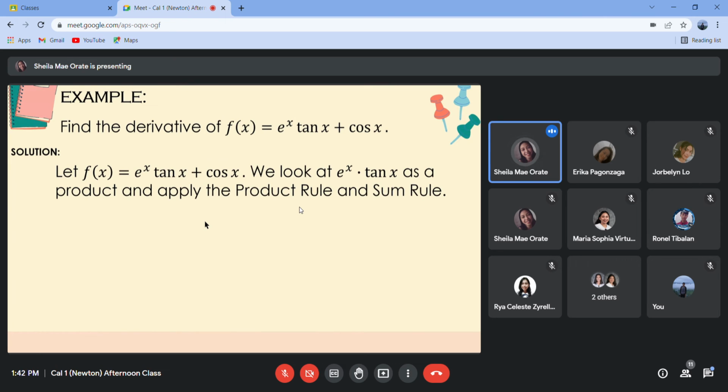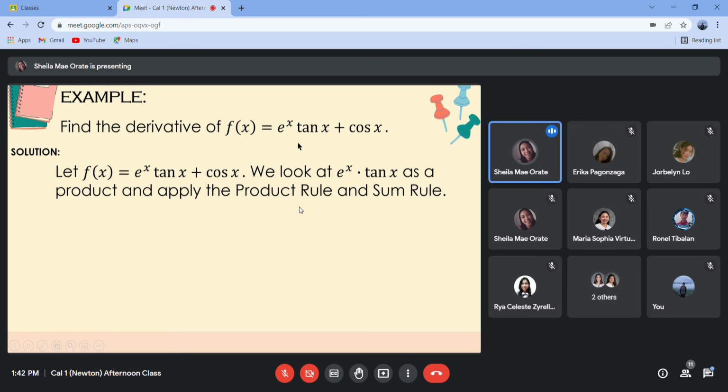Okay, so let f of x be equal to e raised to the power of x tangent x plus cosine x. Now, we'll look at e raised to the power of x times tangent x as a product, and then we apply the product rule and sum rule. Two rules, or theorems, are applied here aside from the trigonometric theorems. For e raised to the power of x and tangent x, we apply the product rule, since they are multiplied.